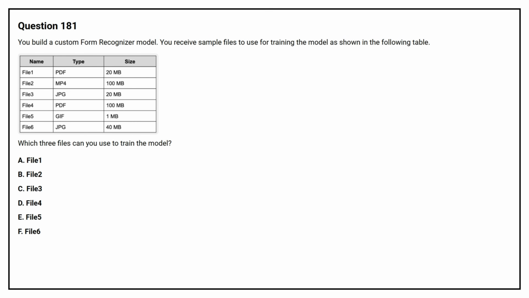Question number 181. You build a custom form recognizer model. You receive sample files to use for training the model as shown in the following table. Which three files can you use to train the model?